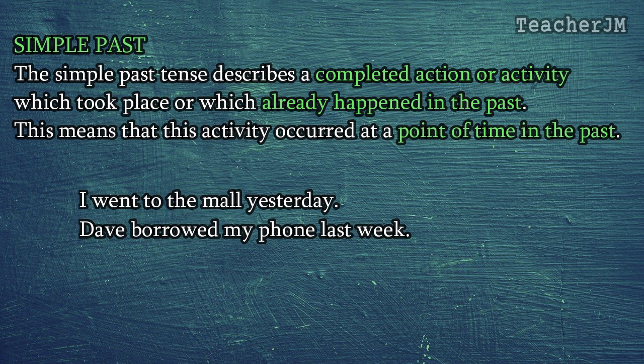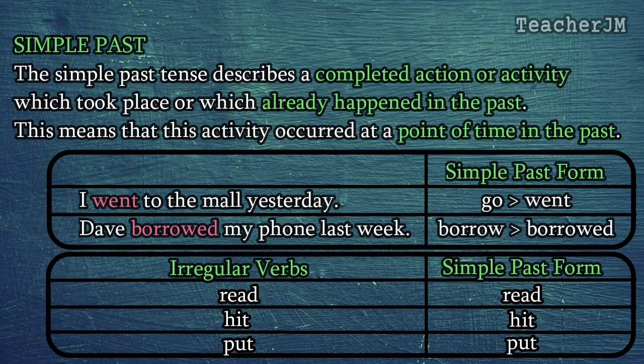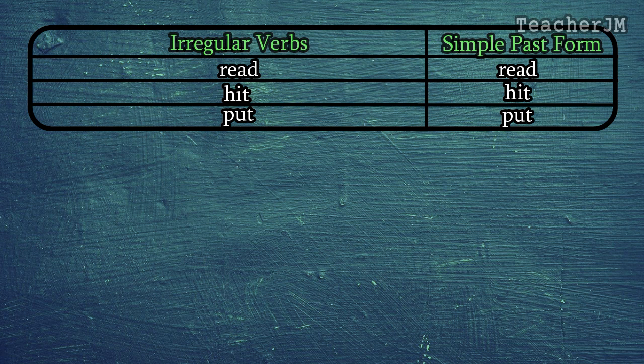Remember that our verbs should be in the simple past form. For example, go should be went, and borrow should be borrowed. Take note as well that there are verbs that may seem to be tricky. For example, read, hit, and put. These verbs have the same form in its simple past form. Take a look on this.